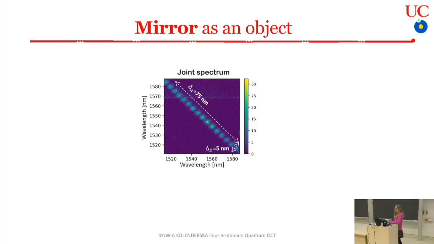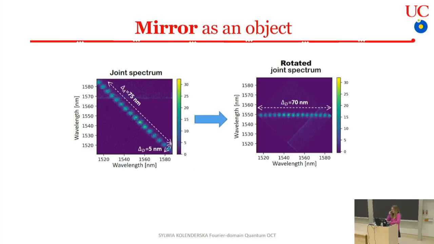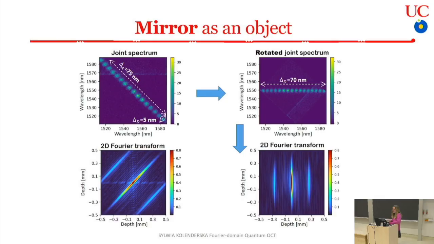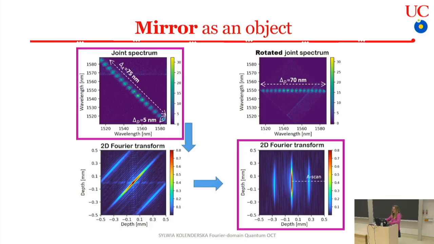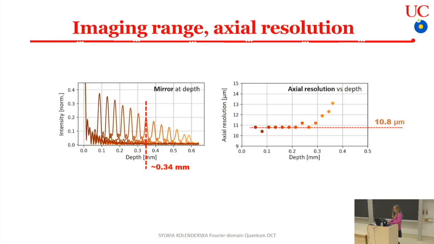These are the widths in nanometers. And we can rotate the joint spectrum so that the interpretation is easier, and then the interpretation of the Fourier transforms is easier as well, because then the diagonal direction will be on the x-axis and the anti-diagonal direction on the y-axis. Yeah, so let's use these two.